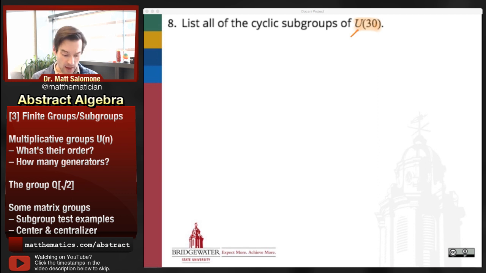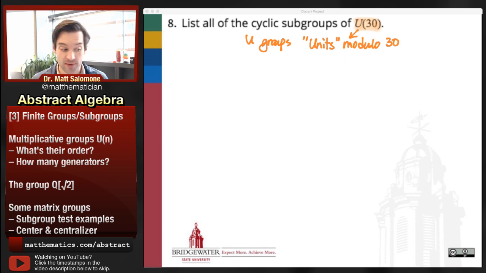The good news is that the U groups use arithmetic that is more or less familiar to us. When I say U group, the U here stands for unit. So what this means is units modulo 30. And the word unit, when used by somebody in abstract algebra, just means those things that have multiplicative inverses.